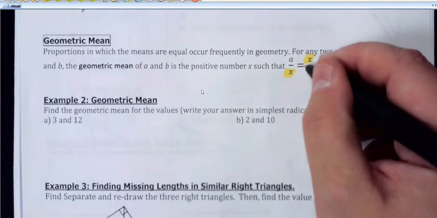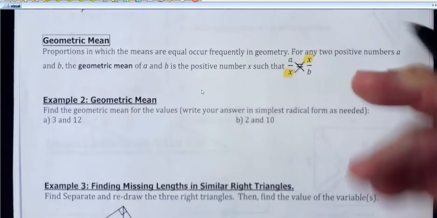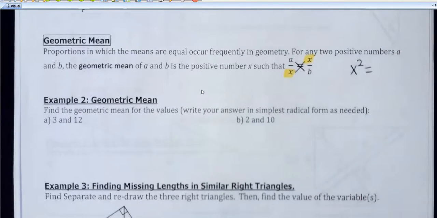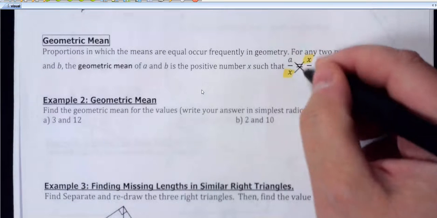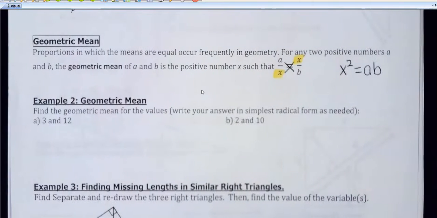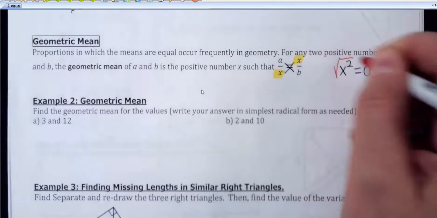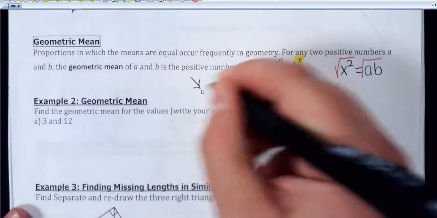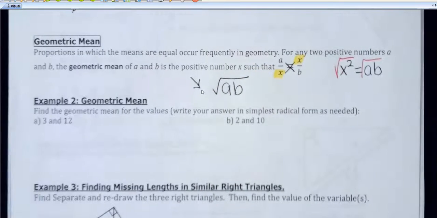Here's the deal with this, and you'll see it in a bunch of problems today. If I solve this proportion and cross multiply, I get x times x, which is x squared. The other cross product would be a times b. What would you have to do to both sides to get x by itself? Square root. So that's literally all a geometric mean is. It's the square root of the product of the two numbers they give you. Just multiply, take the square root.